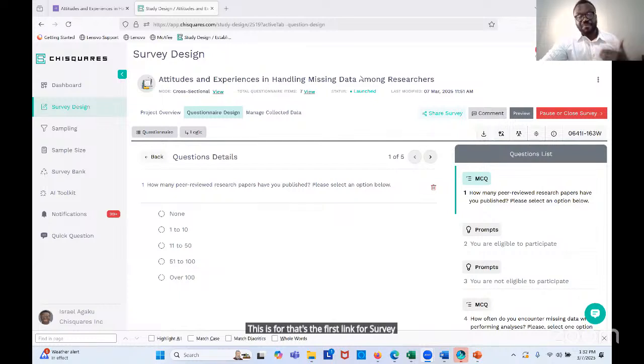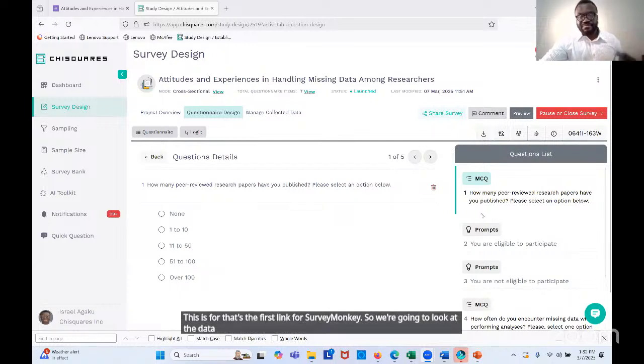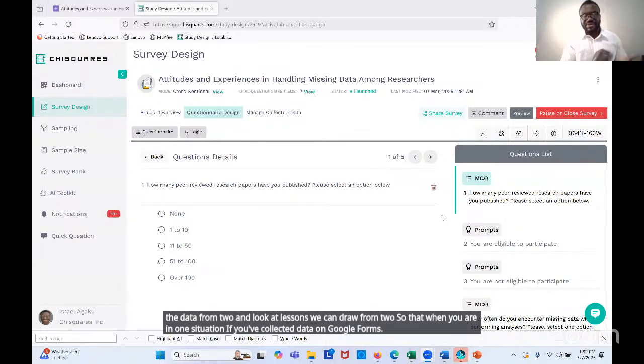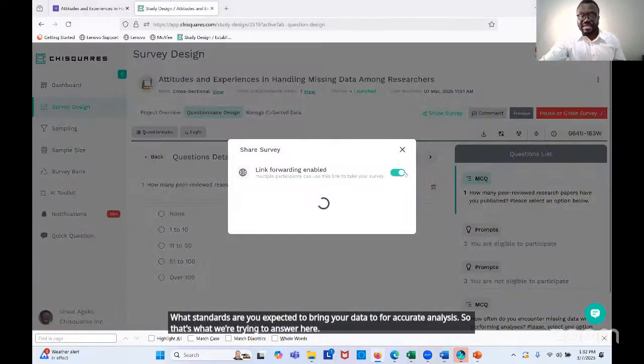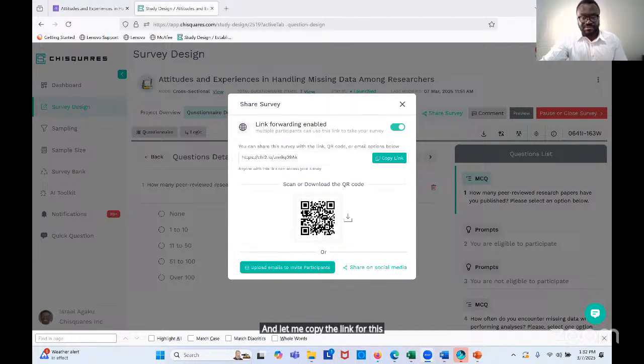We're going to look at the data from the 2 and look at lessons we can draw, so that if you've collected data on Google Forms, you know what standards you are expected to bring your data to for accurate analysis. That's what we're trying to answer here. Let me copy the link for this one too, so that we can have a side-by-side comparison.